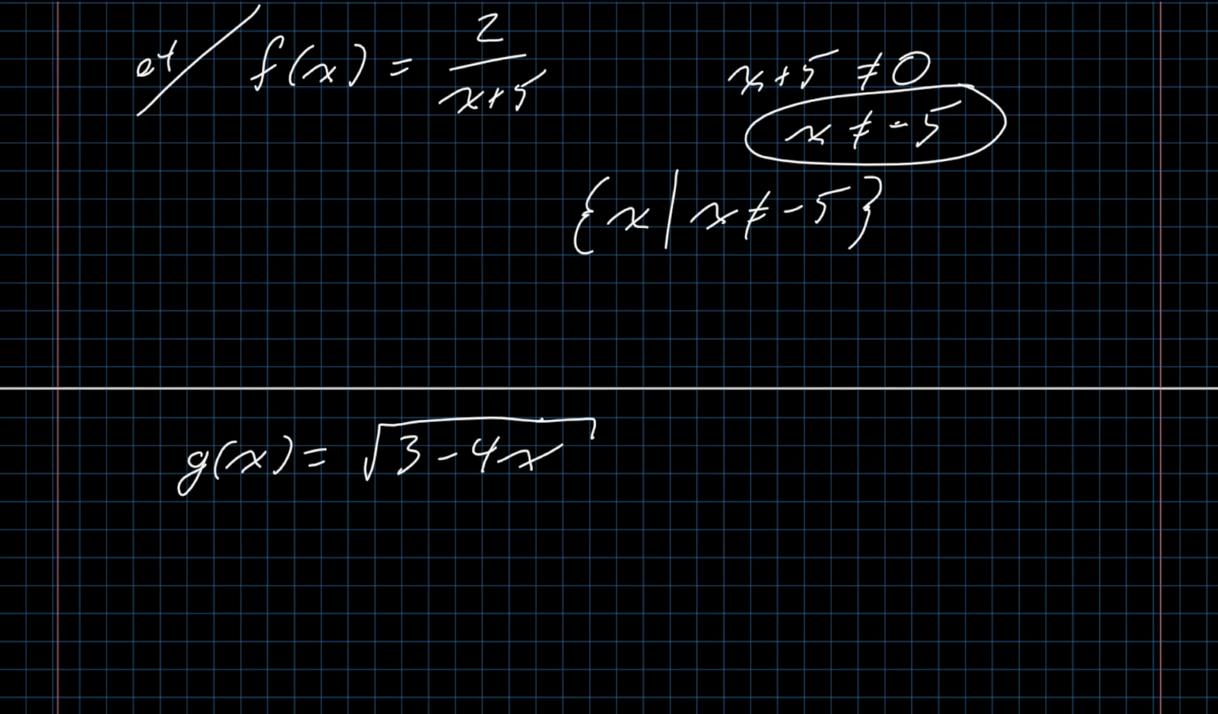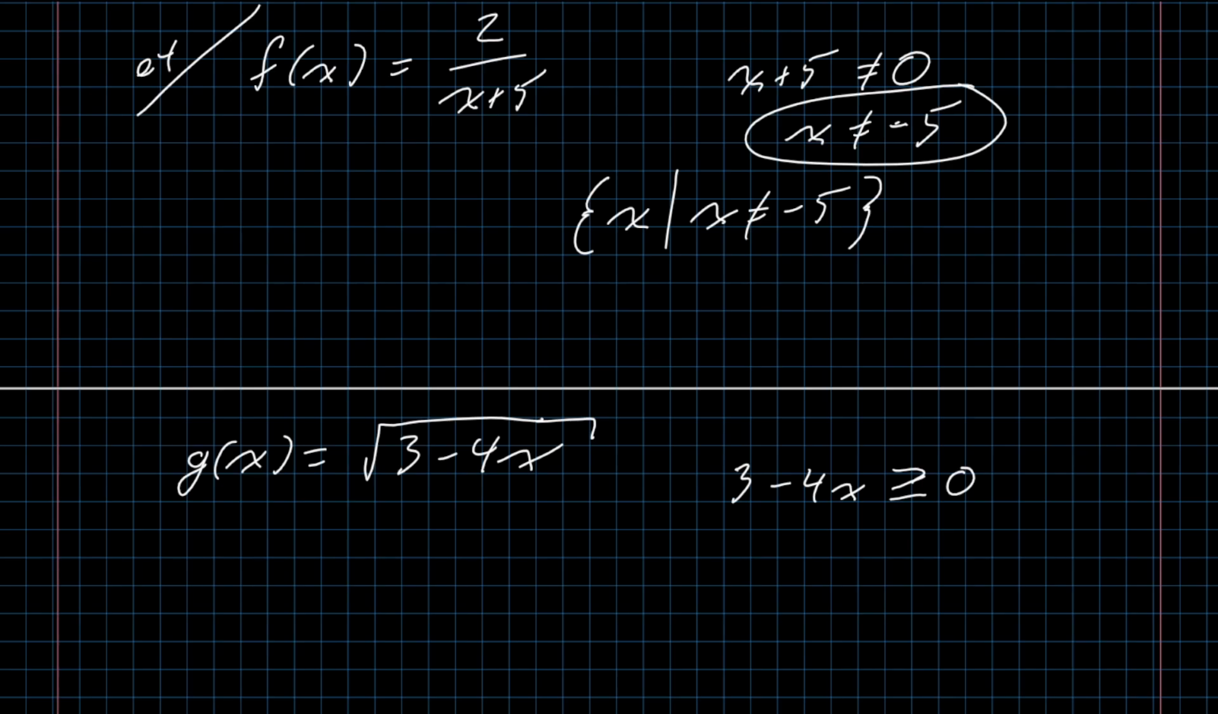Another example, g of x equals the square root of 3 minus 4x. 3 minus 4x is underneath a radical, underneath a square root. And if you try to put a negative number underneath a radical, bad things happen. So we know that in order to make this function actually work, we need to insist that the stuff under the square root, 3 minus 4x, is greater than or equal to 0.